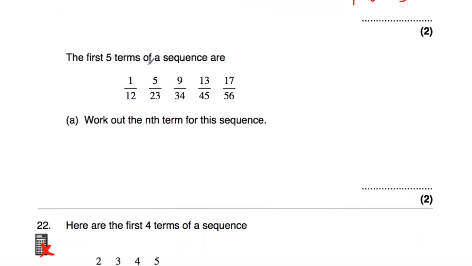We're then told the first 5 terms of a sequence are 1/12, 5/23, 9/34, 13/45, and 17/56. And we've been asked to work out the nth term of the sequence.